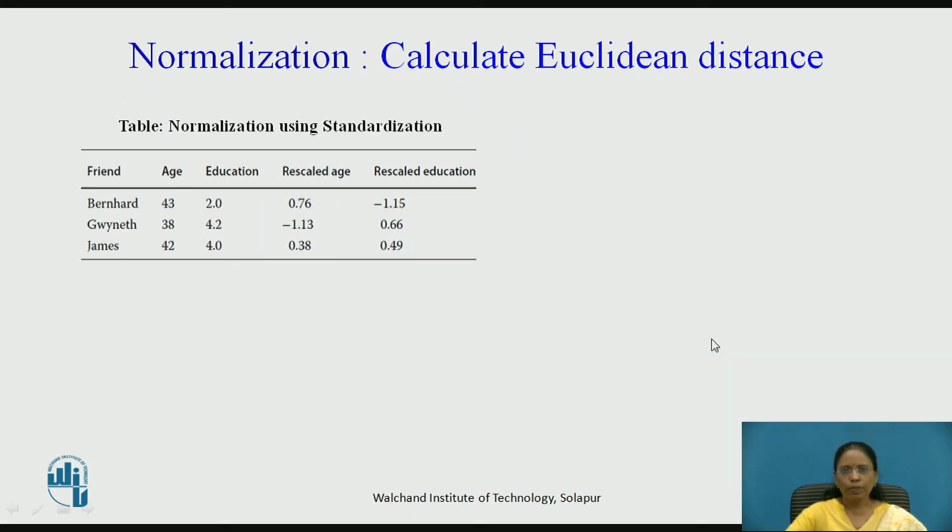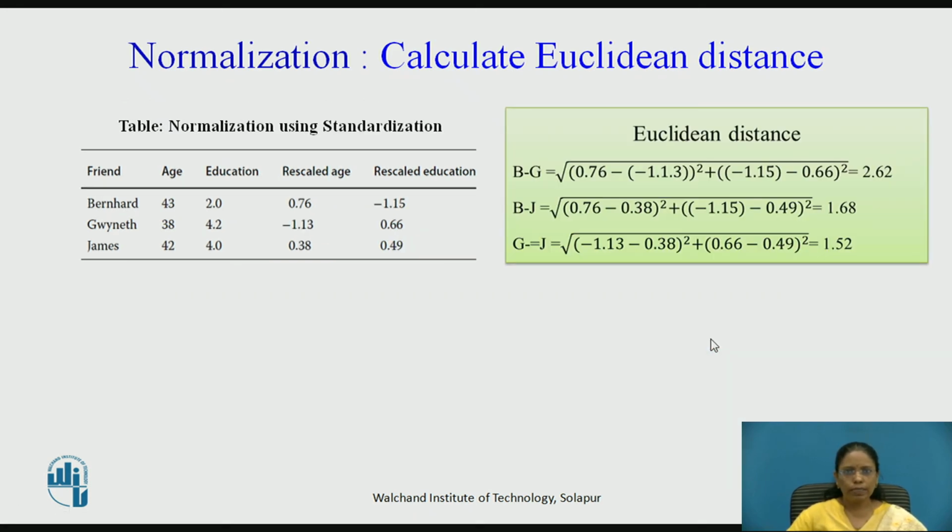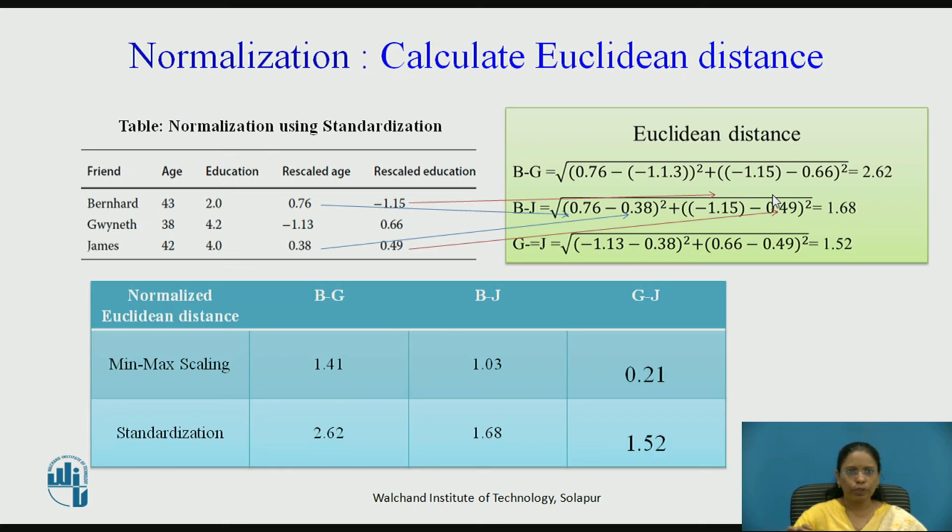I calculate the same using the standardization technique. In the standardization technique, the rescaled ages between Bernhard and James: 0.76 minus 0.38 squared, plus the rescaled education, which is minus 1.15 minus 0.49 squared, and the value is 1.68. Likewise, I calculate for each friend with respect to the others, and I get these values. I can put them in the table, and I can see that the minimum value is 1.52. So in both cases, I am getting the minimum value between Ganit and James.